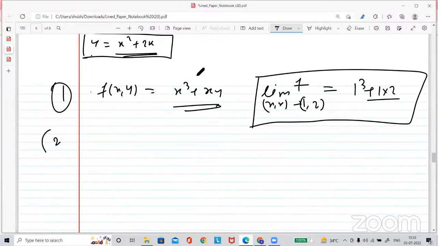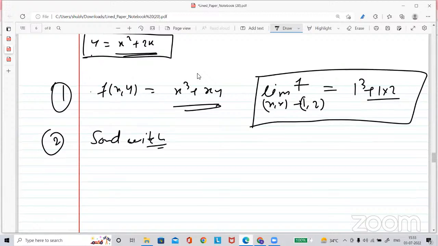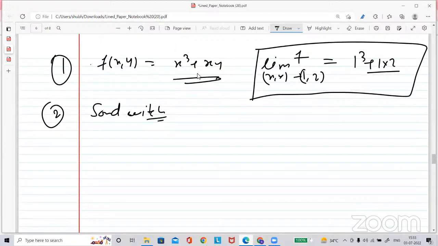The other tool we have is the sandwich theorem. So what is sandwich again? I hope you've gone through the calculus portion. What does the sandwich theorem say?